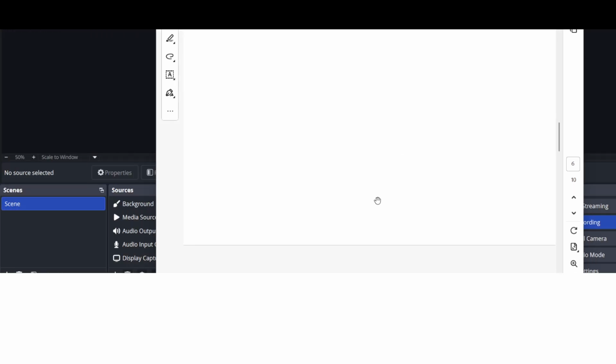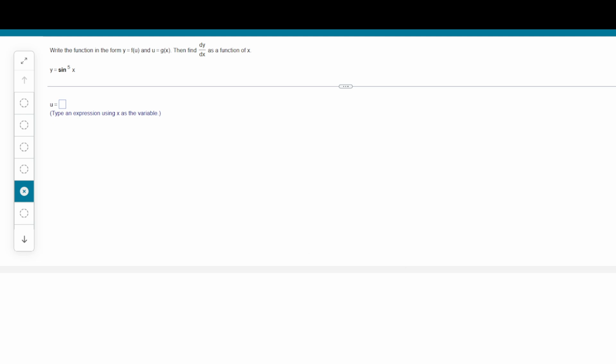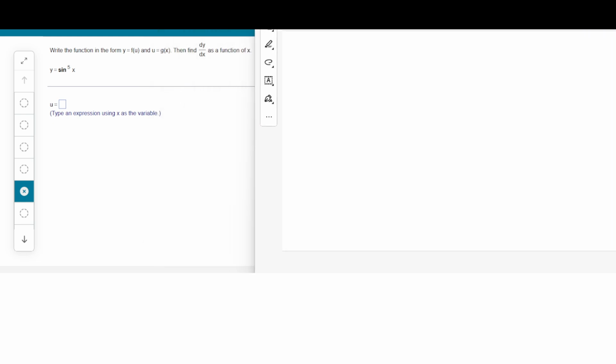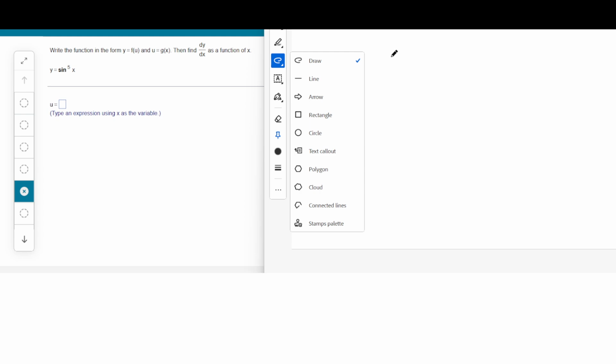Okay, let's take one example here. This is the problem. Y is the function of x, which is sine to the power 5 of x, and we would like to write it down as a function of u so that we can use the chain rule. So they are asking us what's supposed to be the value of u here.